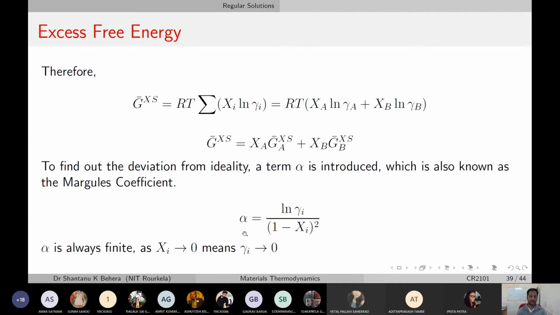If we define, to quantify further, we have come up with a term called the interaction coefficient, which actually connects this gamma i and xi. And the generic term is ln gamma i divided by (1 minus xi) squared. And this is a finite term. Actually, you can define alpha for each of the components, but I'm not going into the discussion of that. It eventually turns out that this is a generic quantity, this coefficient.